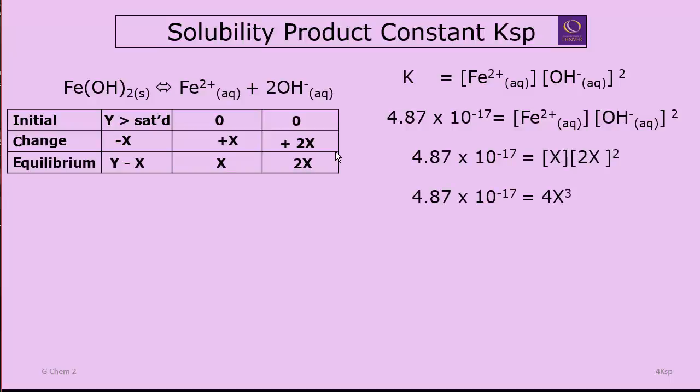You basically set up Ksp equals 4x to the third power, solve for x. And there you go. There's your molar solubility of iron 2 ions, which is related back here 1 to 1 with the amount of iron 2 hydroxide that can dissolve in the water.